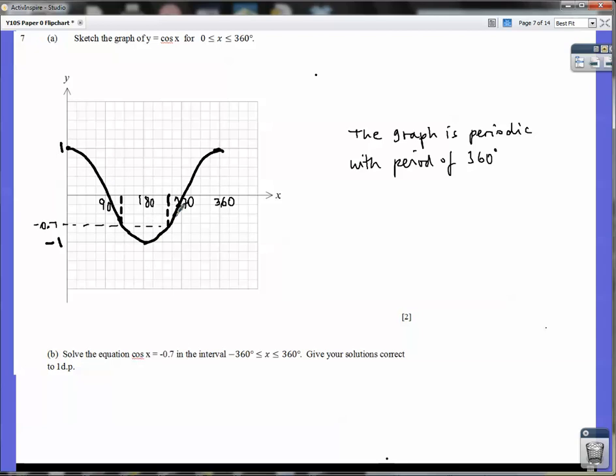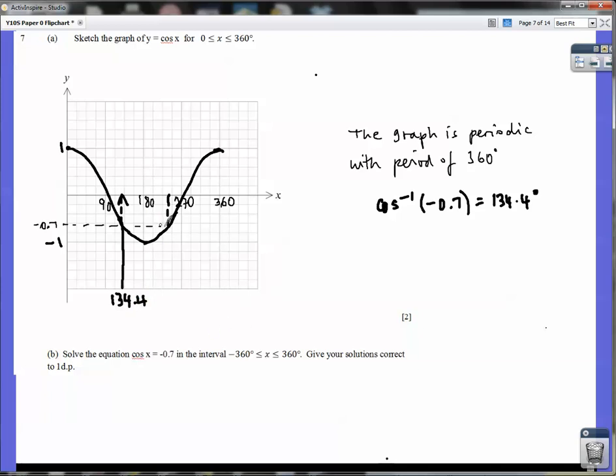And we use the symmetries of the graph to help us to work out one angle if we know the other. So if I find inverse cos of minus 0.7 on my calculator, I get 134.4 degrees, and that corresponds to this angle here. 134.4. It helps if you've got a decent sketch, then you can get a reasonably good estimate.